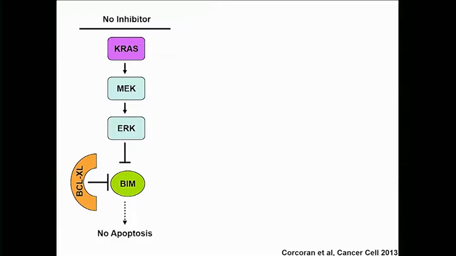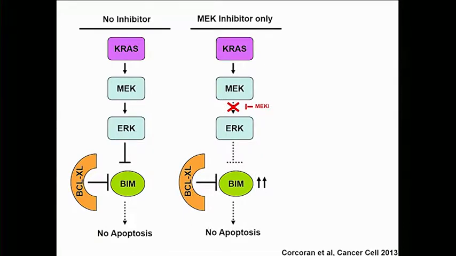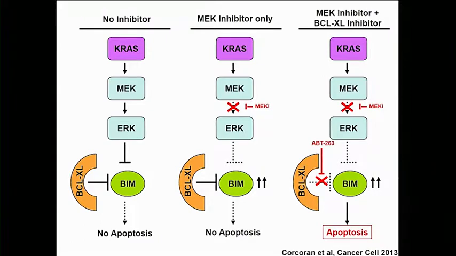And so our model is that at baseline, BIM levels are suppressed by the MAP kinase pathway, and any BIM that's present is bound and inhibited by BCL-XL for good measure. In the presence of a MEK inhibitor, you get a dramatic induction of BIM protein, but all of this BIM is bound and inhibited by BCL-XL. But now if you give a MEK inhibitor with an inhibitor of BCL-XL, you free these increased levels of BIM to promote cell death.